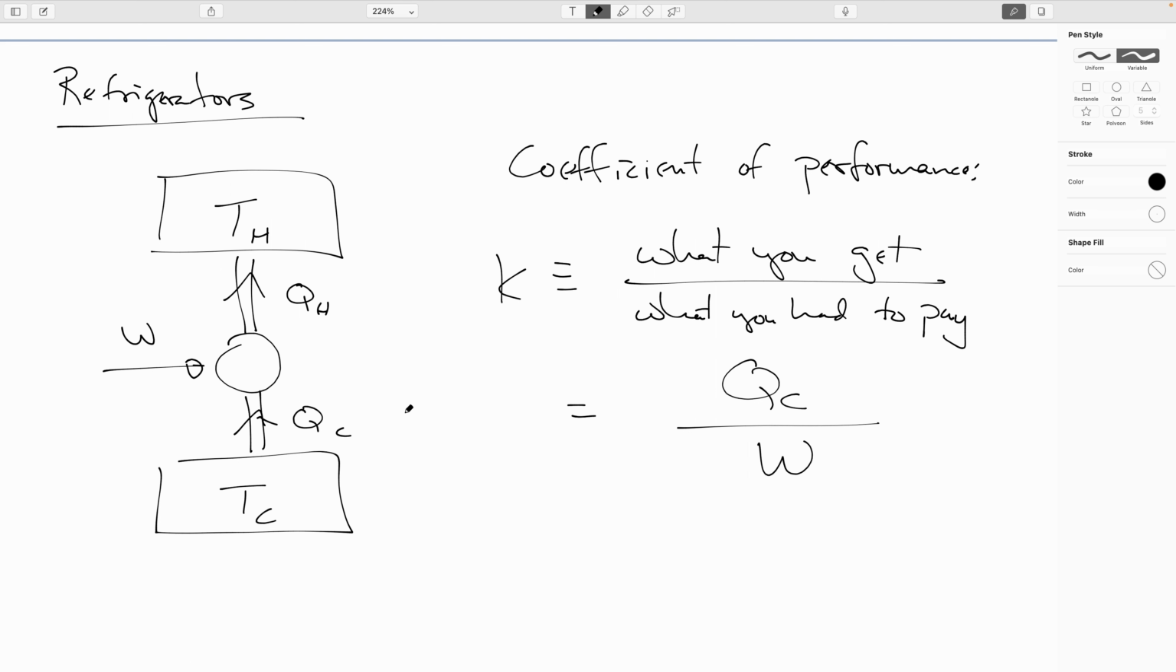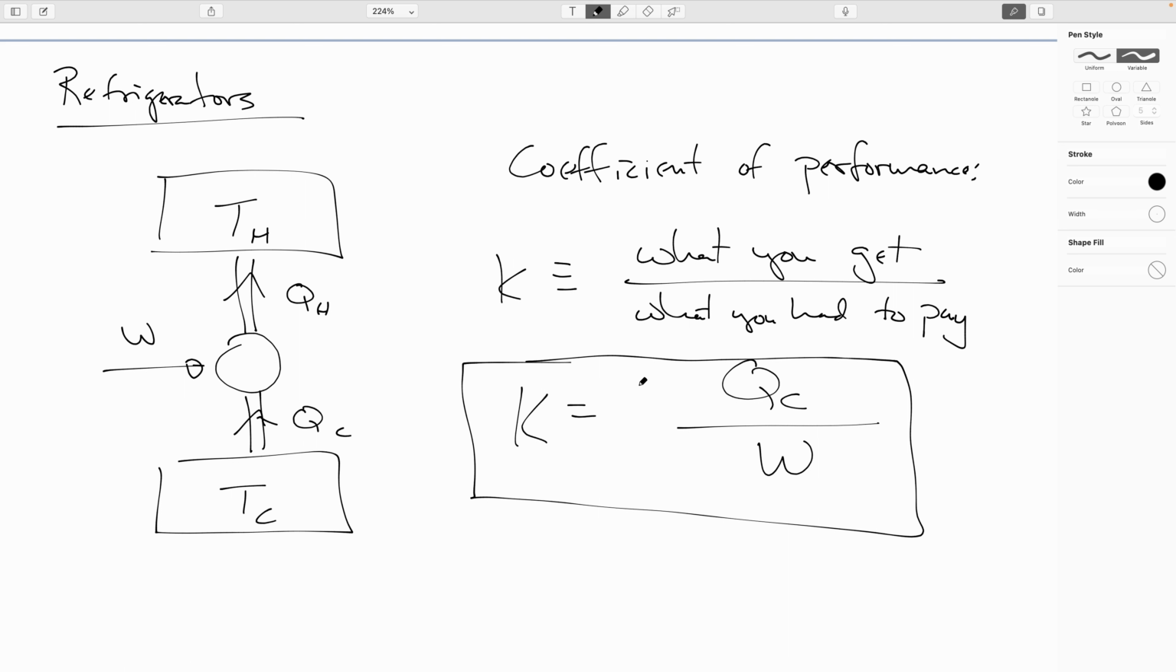So usually we could use eta here, but a lot of people use a capital K, for coefficient, just to keep it distinct from a thermodynamic efficiency. Alrighty.